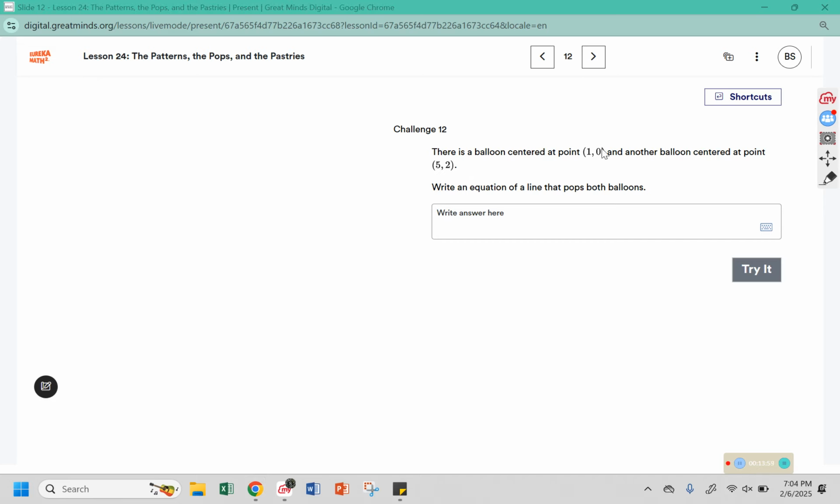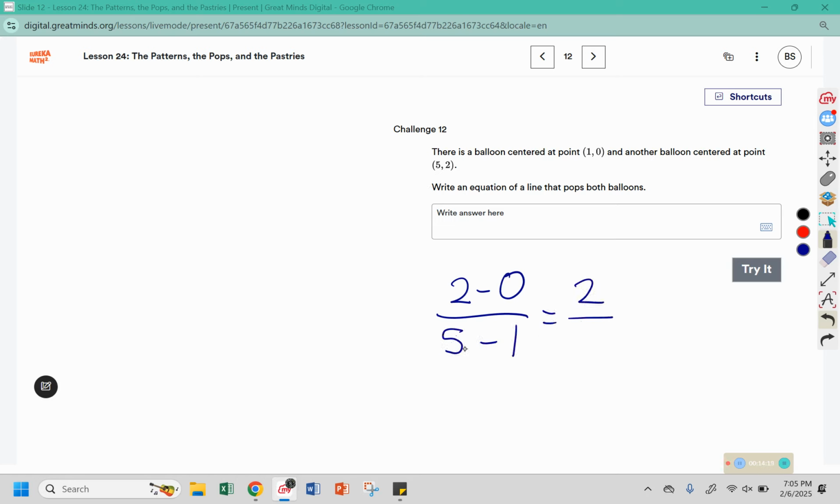There is a balloon centered at the point (1, 0), and another balloon centered at the point (5, 2). Write an equation of the line that pops both balloons. We will start with y2 minus y1 divided by x2 minus x1. 2 minus 0 is 2. 5 minus 1 is 4, giving us a slope of 1/2.